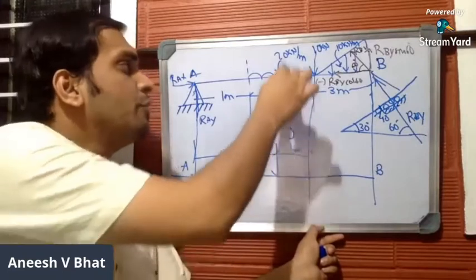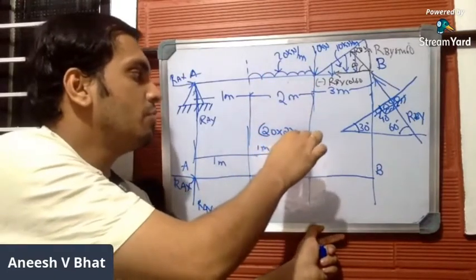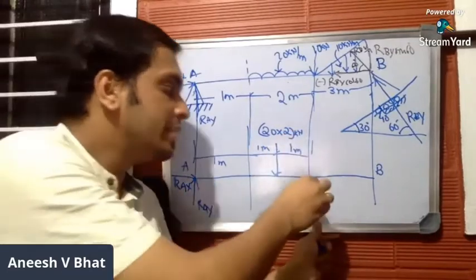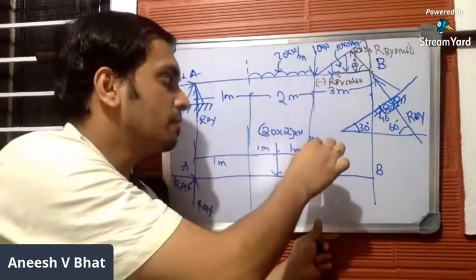So magnitude will be 20 into 2 kilonewton. Now, at this particular point, you already have a point load which is given as 10 kilonewton.